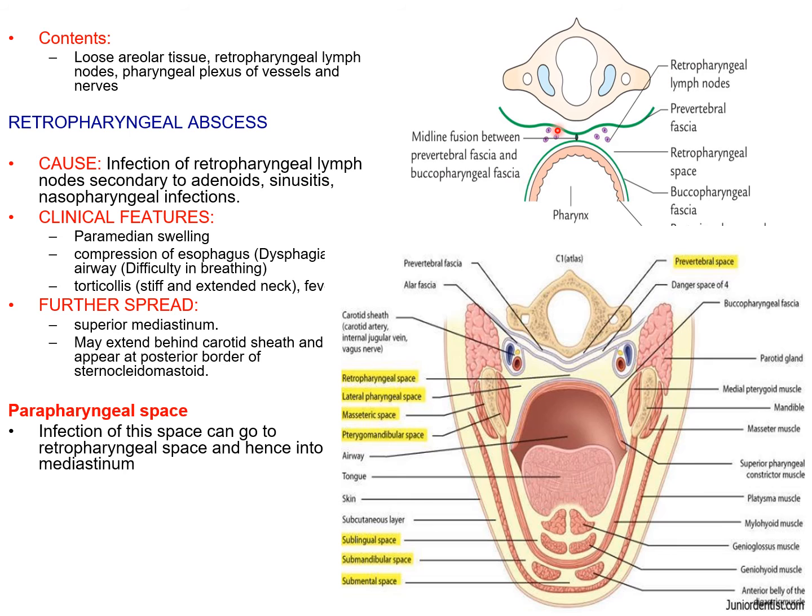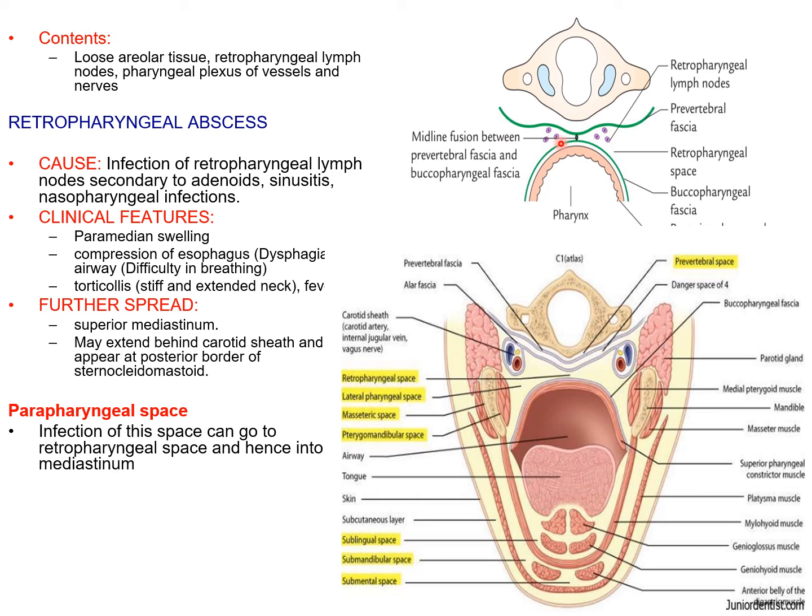Now, because of this swelling, the esophagus might get compressed, resulting in dysphagia, and when the trachea is compressed, it results in dyspnea or difficulty in breathing. Sometimes it might also result in torticollis, which is a stiff and extended neck, and fever.